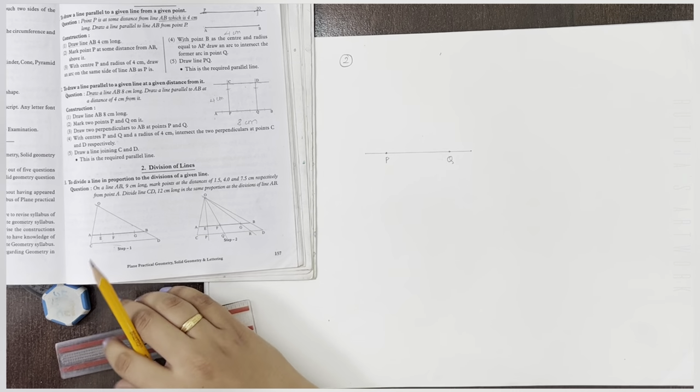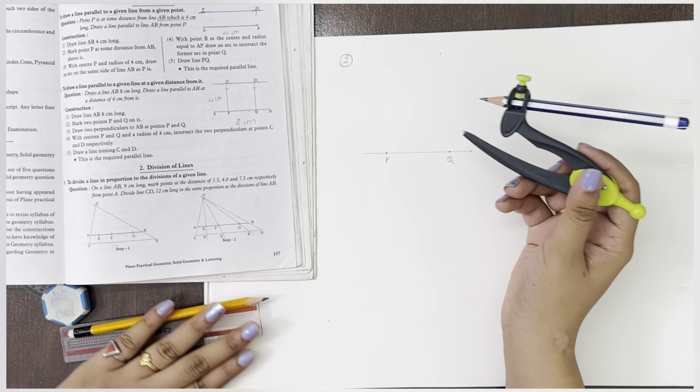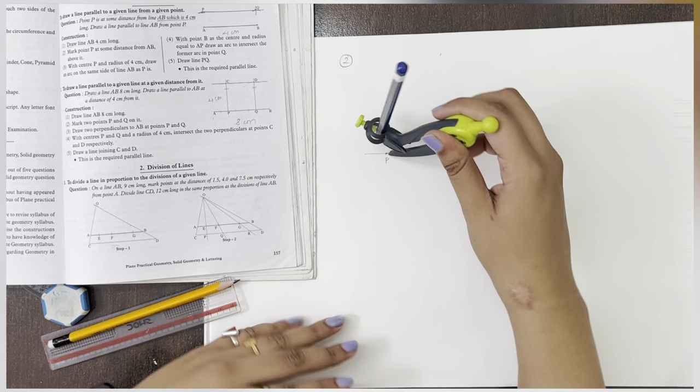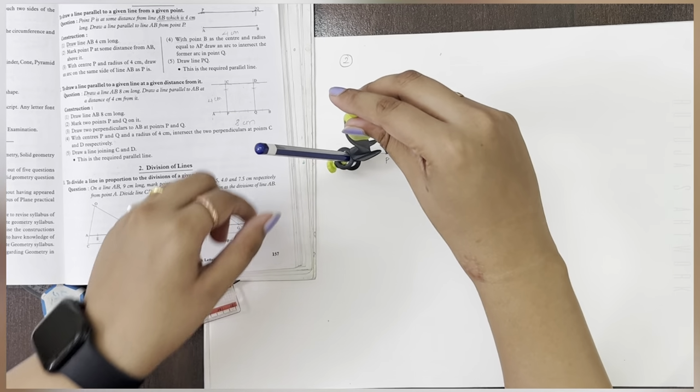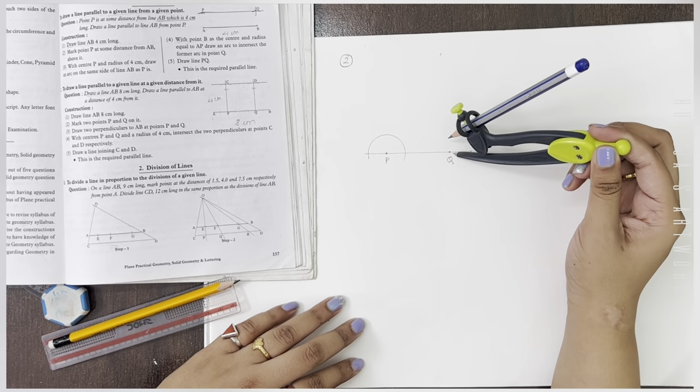Now let's take a rounder. Now we have to make a perpendicular. So how will we do that? Take a rounder like this. Place it on the dots. Make a semicircle like this, from both.